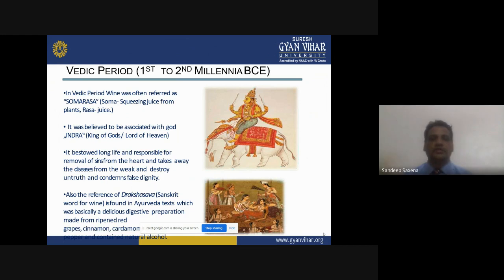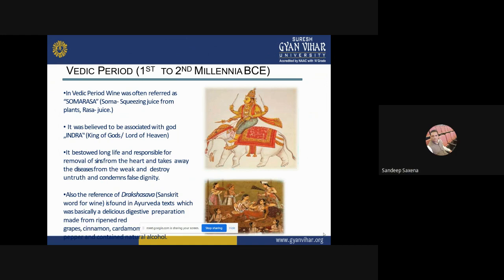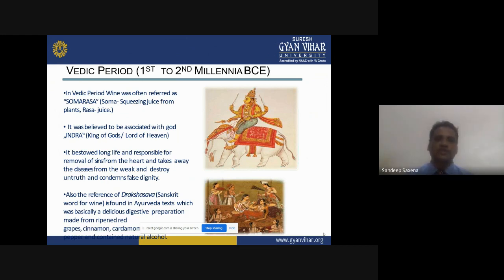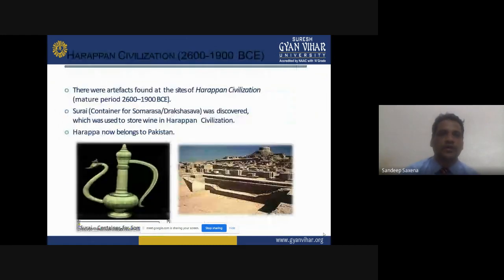Drakshava is found in an Ayurveda text, which was basically a delicious preparation made from ripened red grapes, cinnamon, cardamom and other spices, which are famous in ancient India. So this is the history of the Vedic period, which is 1-2 millennia BCE.